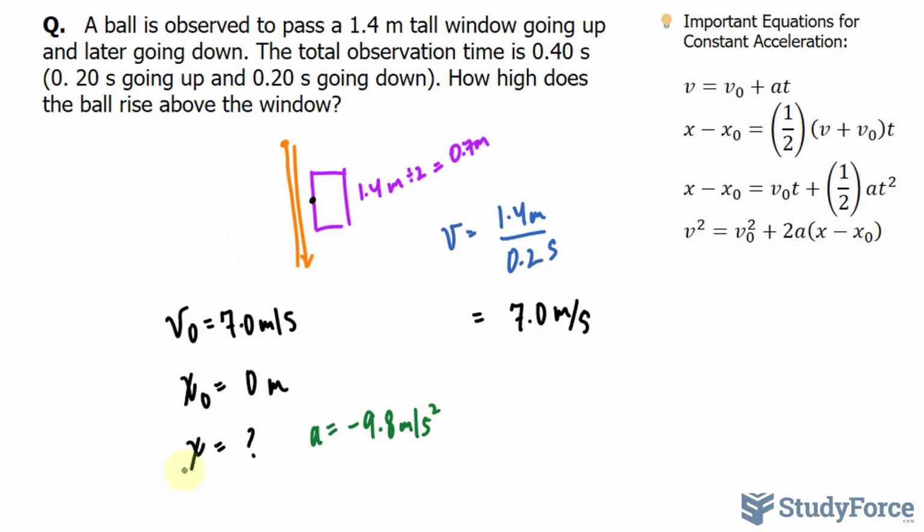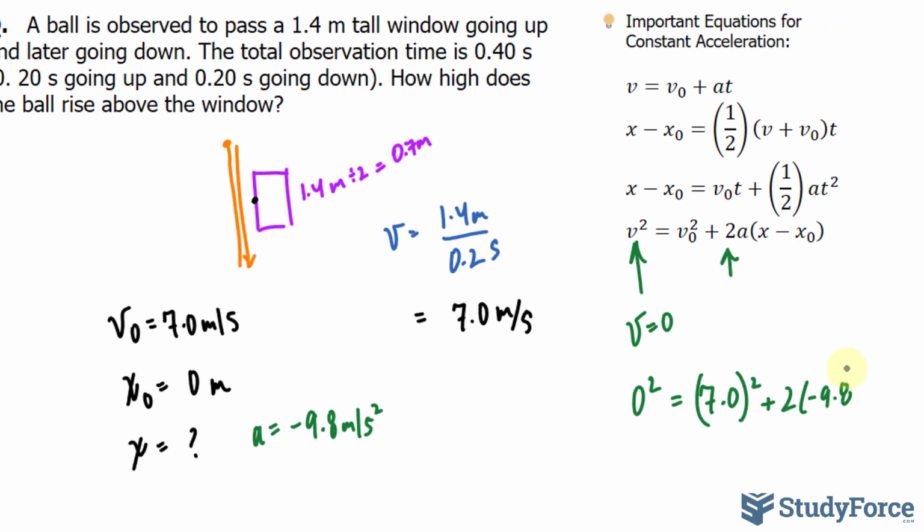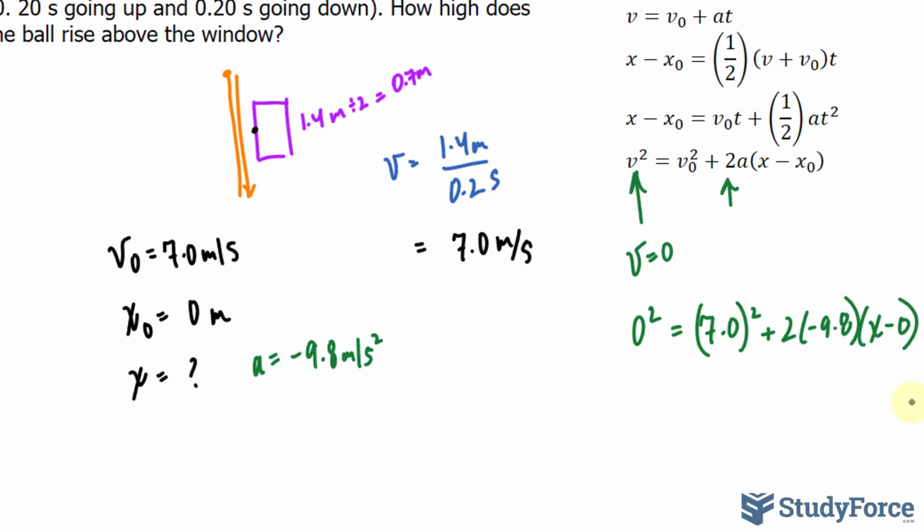We actually have everything we need to find out x. If you look at this formula right here, we can start to plug in everything we know. For example, this represents the final velocity. I'm going to assume that once the ball reaches its peak, where it's no longer going up, the velocity there is equal to 0. So I have 0 squared is equal to the initial velocity of 7.0 raised to the power of 2 plus 2 times negative 9.8. The final height is what we're looking for, and the initial height is 0. So let's go ahead and calculate this.